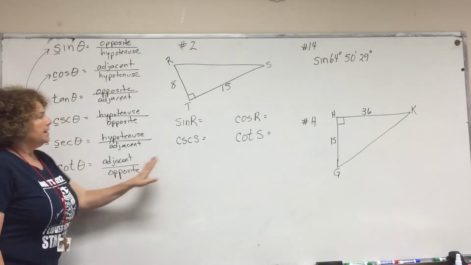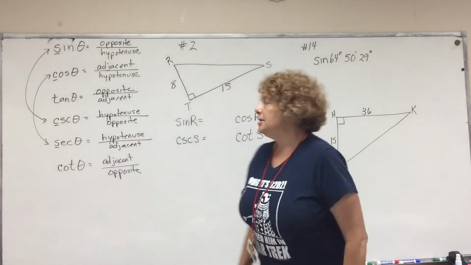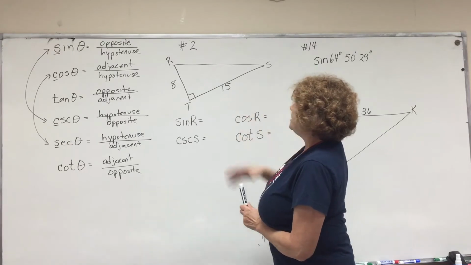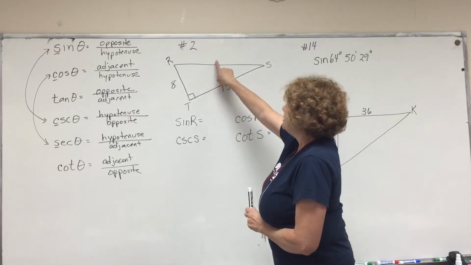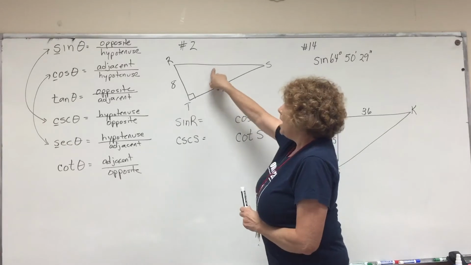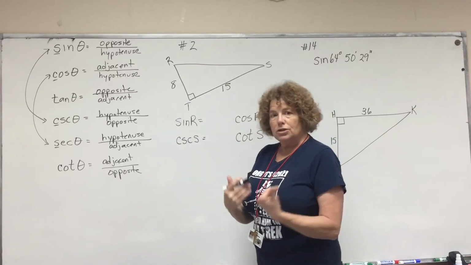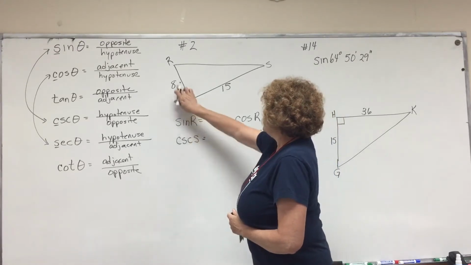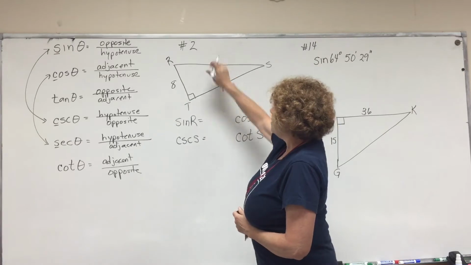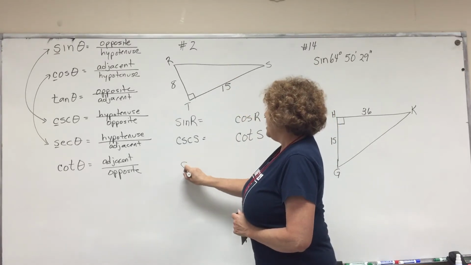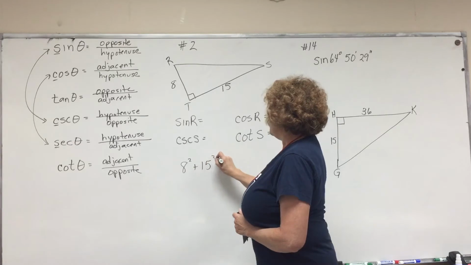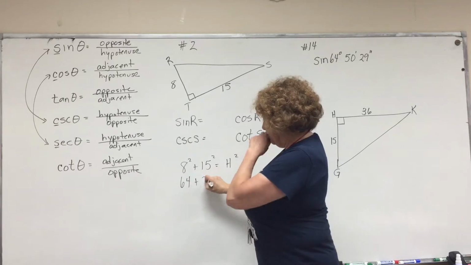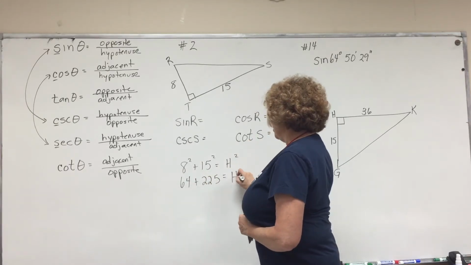So with this in mind, let's look at number 2. It's asking us to find the sine of R. Well, first of all, we're missing one. We're missing this side. We're missing the hypotenuse. So what method can we use to find the hypotenuse? Well, we can use the Pythagorean theorem. So we would have side squared plus side squared equals hypotenuse squared. So it would be 8 squared plus 15 squared equals the hypotenuse squared. So you have 64 plus 225 equals h squared.